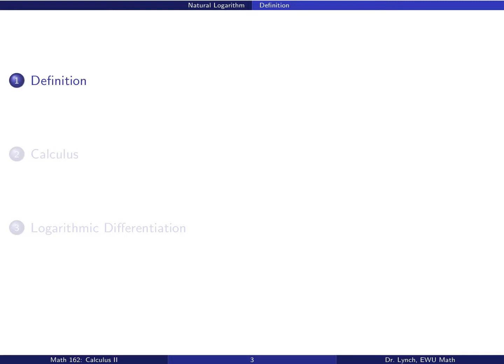So we'll talk about a definition, we'll talk about doing calculus on this function, the natural logarithm, and then we'll talk about a technique using properties of logarithms called logarithmic differentiation.